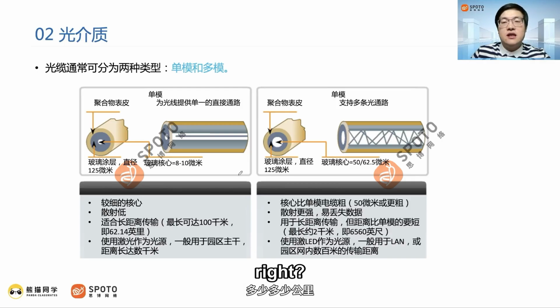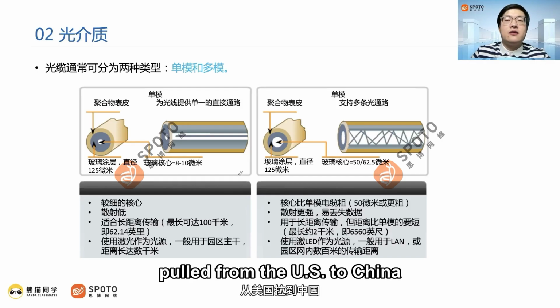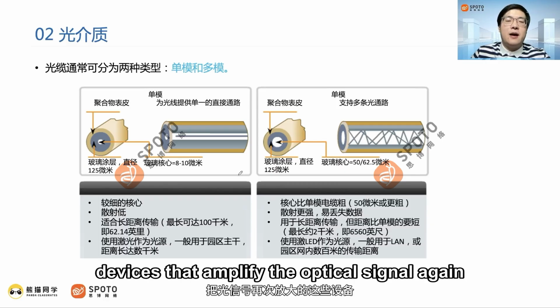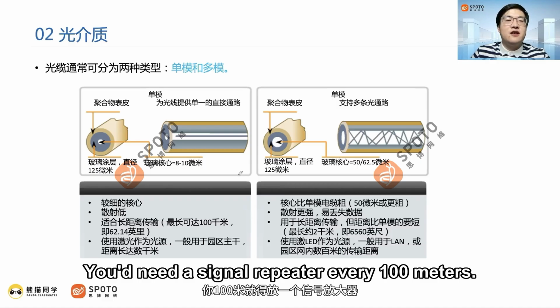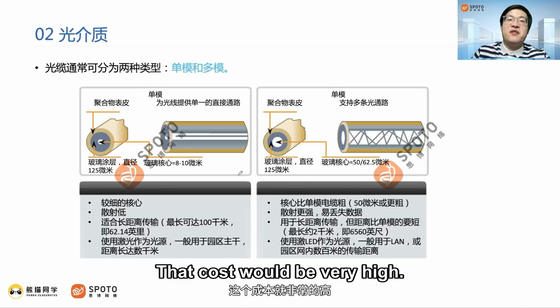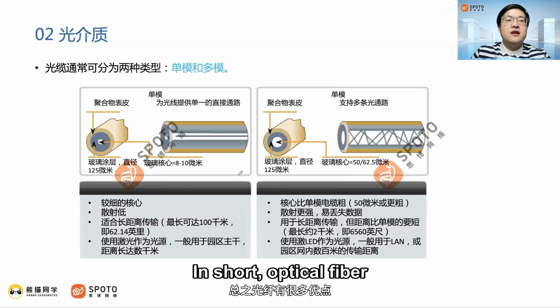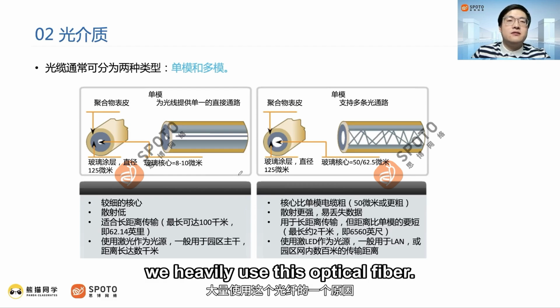Like our submarine fiber, pulled from the US to China. Of course, it has optical amplifiers in between, devices that amplify the optical signal again. You can just imagine, can you do that with copper? You'd need a signal repeater every 100 meters. That cost would be very high, and it's prone to failure. In short, optical fiber has many advantages. That's also why in our server rooms, we heavily use optical fiber.